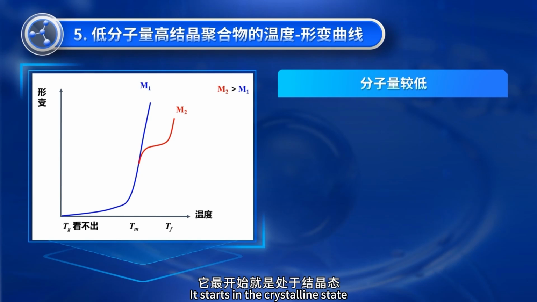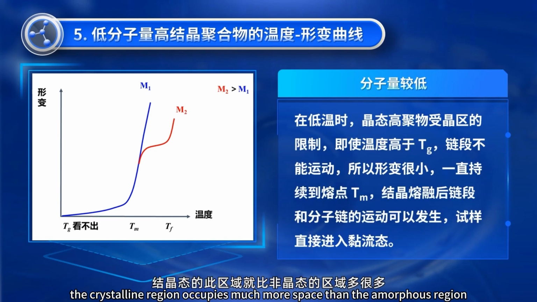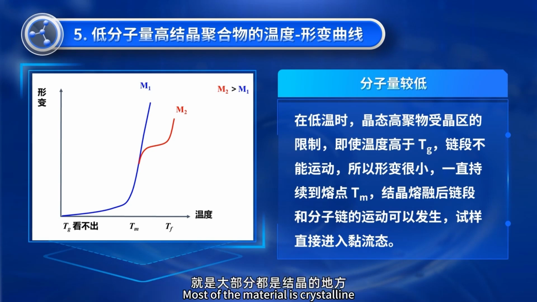It starts in the crystalline state. There is no glass transition. Why is there no glass transition? This is because its crystallinity is very high. In the entire polymer system, the crystalline region occupies much more space than the amorphous region. Most of the material is crystalline.